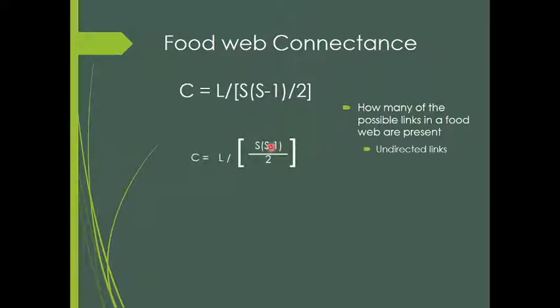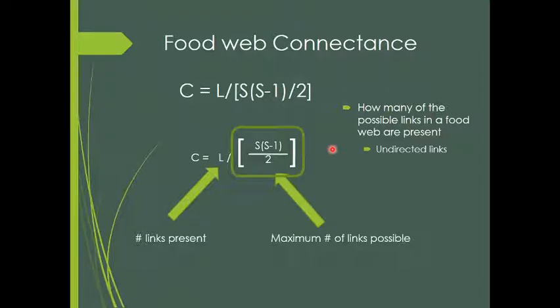So maybe write this out a little bit more easily understandable. What this is looking at is, L is the number of links present in your food web. And then this portion right here is the maximum number of links possible. Now these are just undirected, one-way links, where we're just saying species A is connected to species B in some way. Like species A could eat species B, or species B could eat species A. We're not really saying that here in this case.